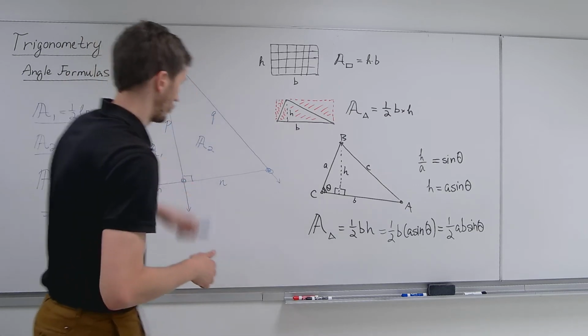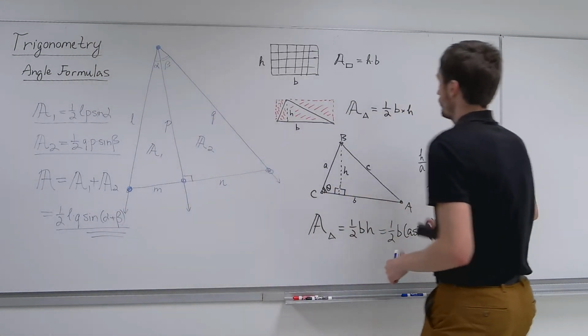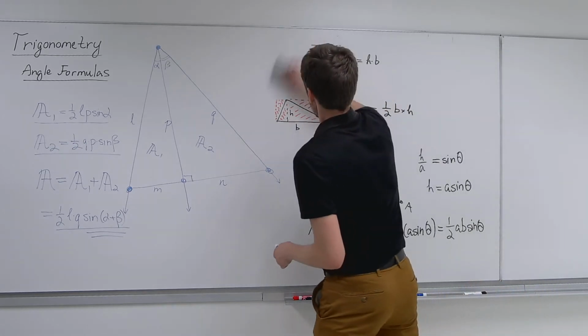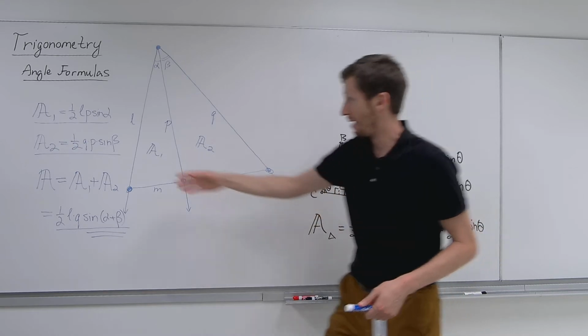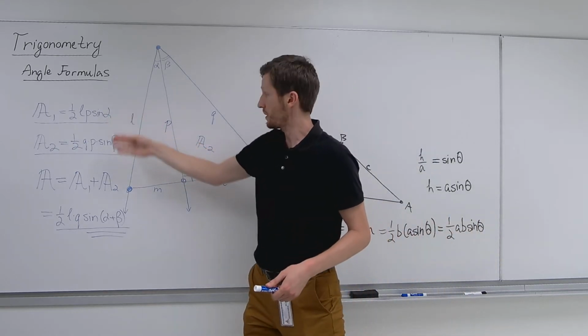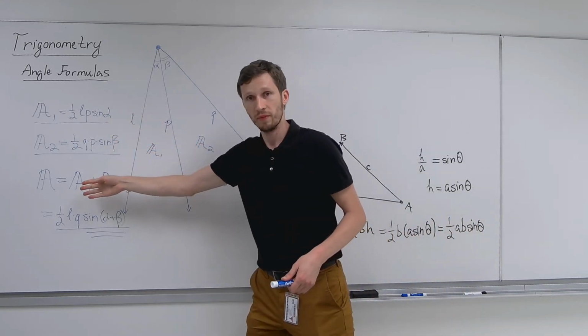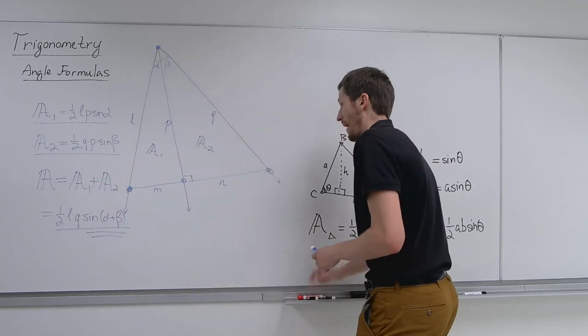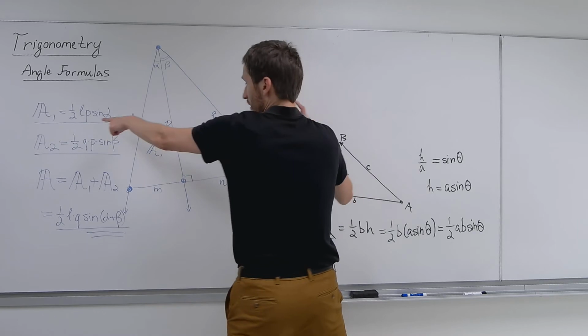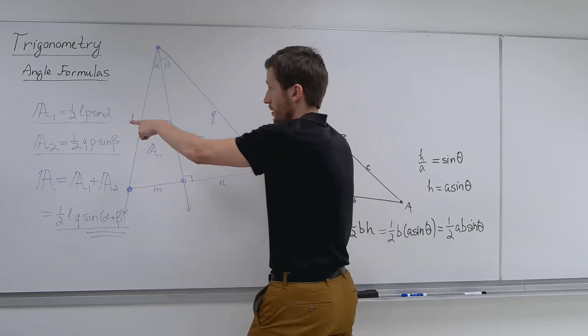of this entire triangle. Now what I can further do is, I have area 1 plus area 2 is equal to the whole area. Let's write the expressions for those areas, the other ways that we have written it.